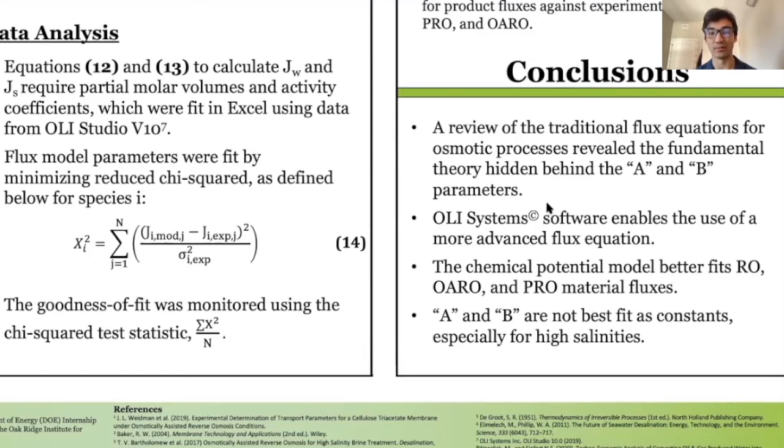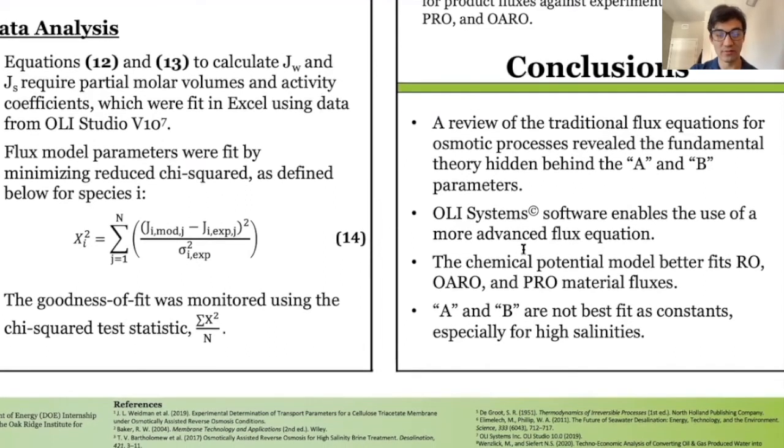And it may no longer be necessary to simplify chemical potential into delta P minus delta pi anymore, but that remains to be seen. And this model fits material fluxes better than the traditional model, and it's definitely worth further investigation, especially for high salinity processes that we're concerned with. And thus, the A and B parameters are not best fit as constants, especially for those high salinity processes. And by varying our data fitting methods, we can explore their dependence on different variables.